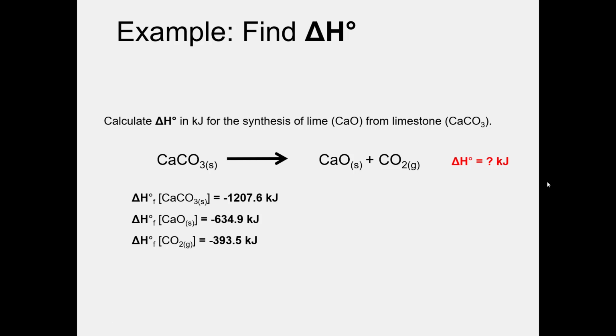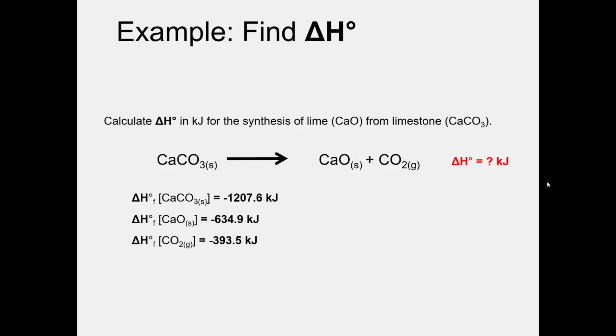We are now going to look at another example where we use enthalpies of formation to calculate the enthalpy change for an overall reaction. This example once again comes from outside the textbook, but the OpenStax textbook has a very similar example where you use delta HFs to calculate delta H naught reaction.